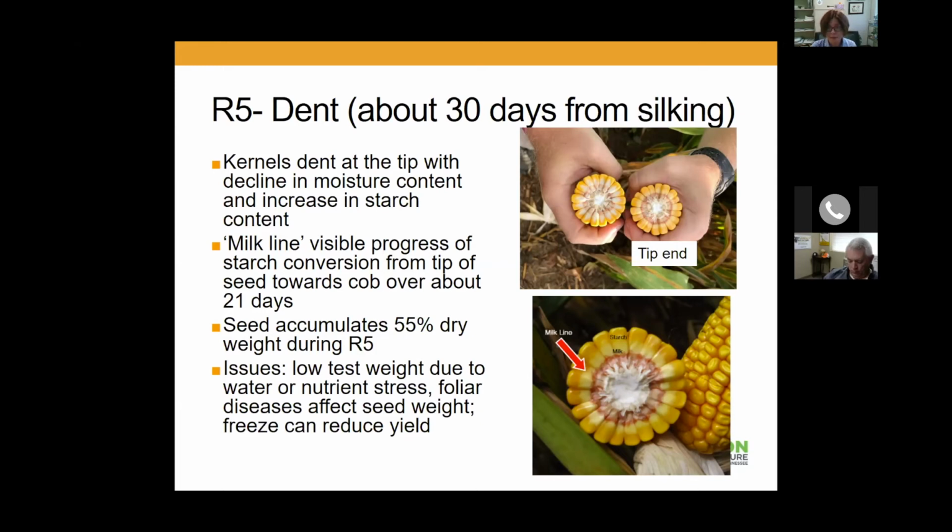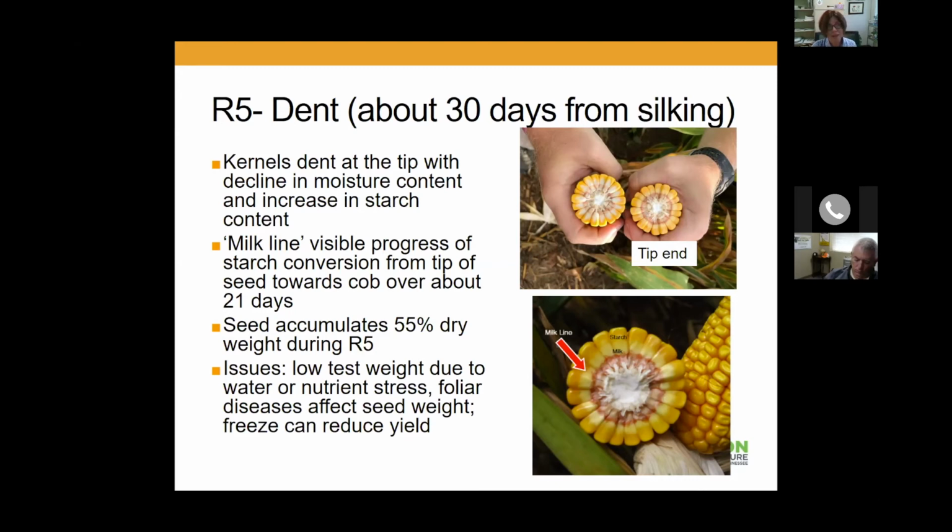I mentioned that the milk line is a good visual indicator. In this particular example here, the picture in the bottom right, you can see the milk line is about halfway down those kernels. So if you've got about a 21-day process, you can walk out there and you can say, okay, in this particular example, I've got about 10 or 11 days until I'm at full dent. And that's just by kind of monitoring that milk line.